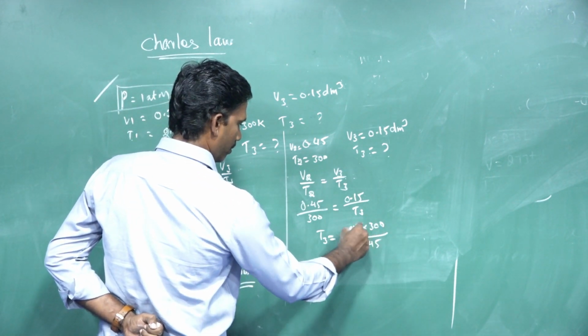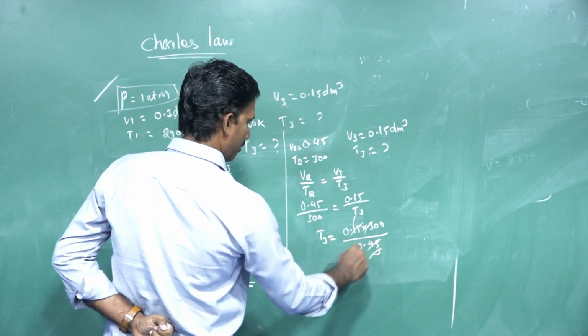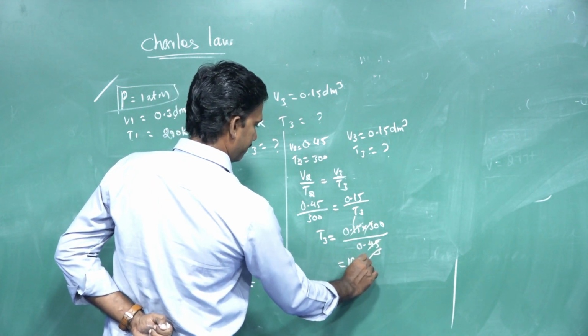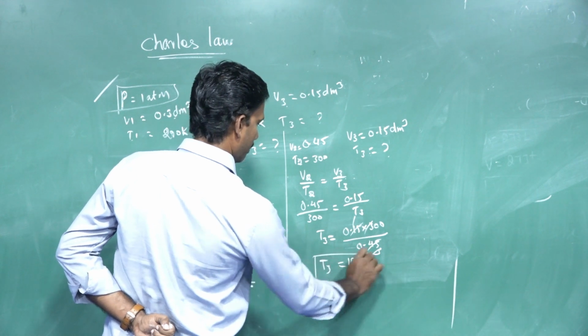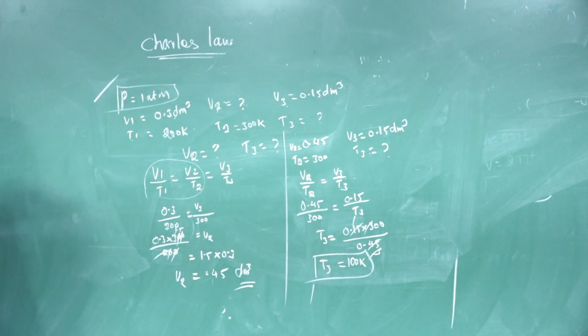Now you simplify, 1 by 3, 100 Kelvin. T3 is 100 Kelvin. Got the answer?